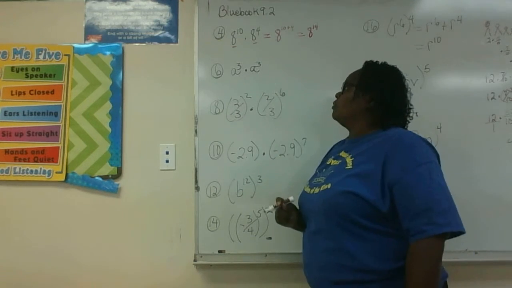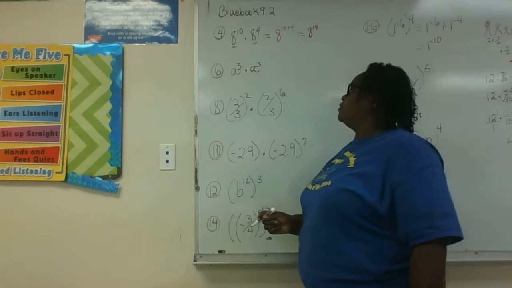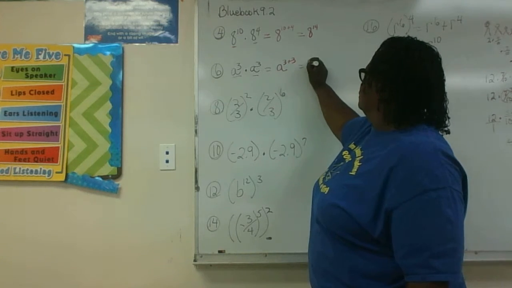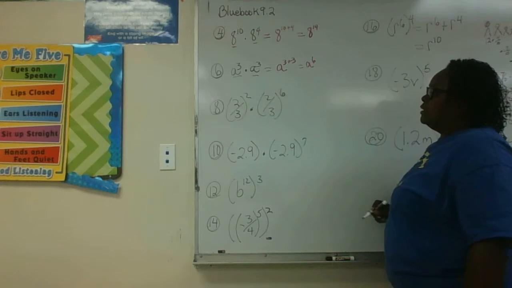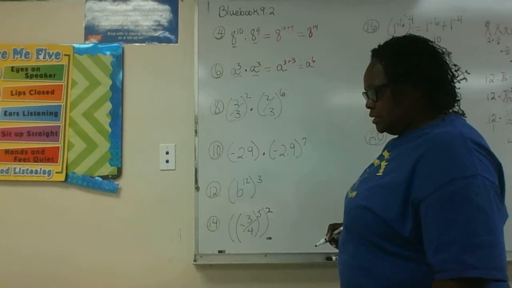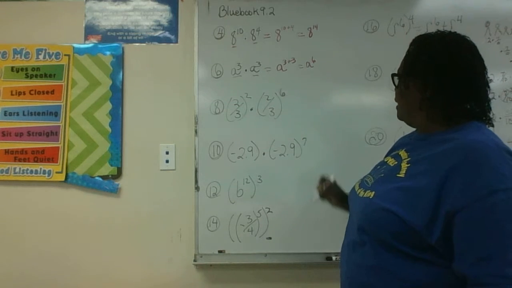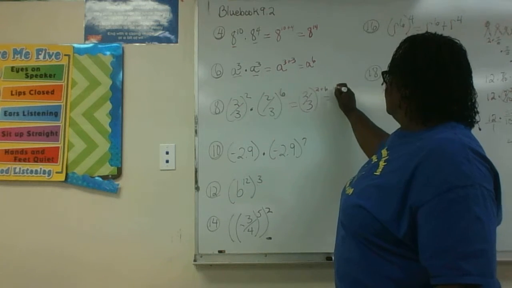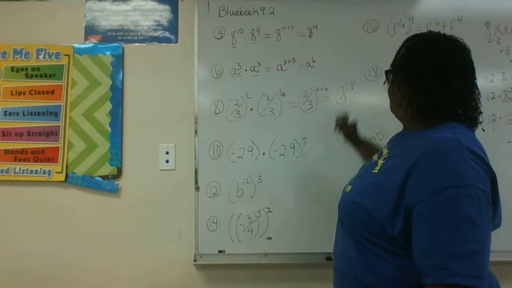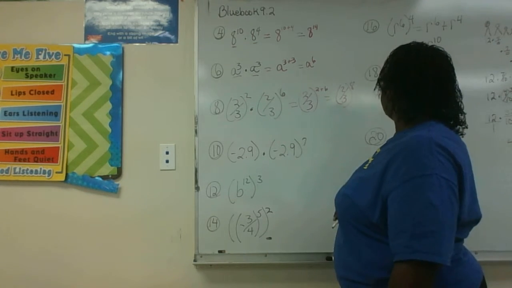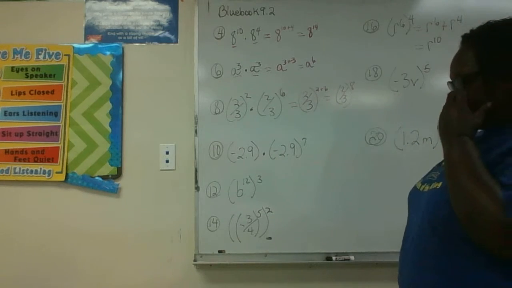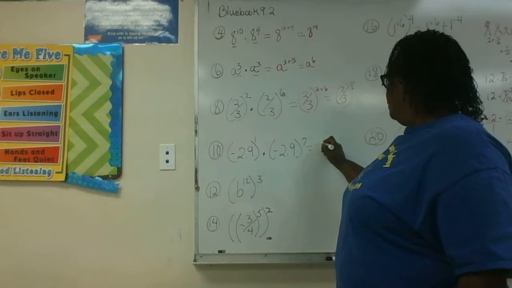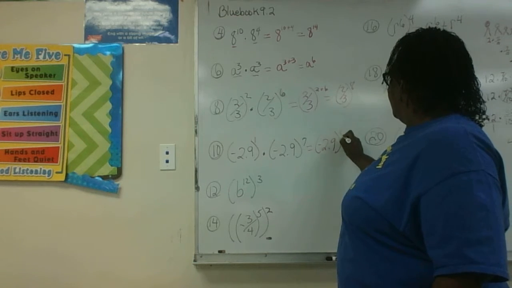Okay? Here we have a to the third times a to the third. We keep the base, which is a, and we add 3 plus 3, which gives us a to the 6th power. Here we have 2/3 to the 2nd power and 2/3 to the 6th power. So therefore we have 2/3 with 2 plus 6, which ultimately gives us 2/3 to the 8th power. Okay? Then we have negative 2/9 times negative 2/9. And so therefore, this is understood to have a 1. So therefore, this would be negative 2/9 raised to the 8th power.